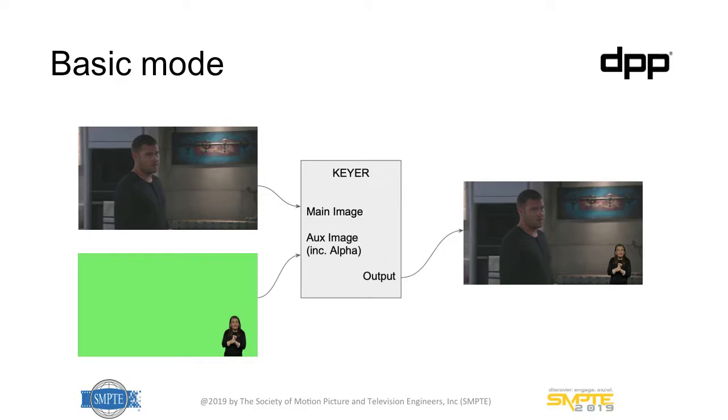And what it looks like is this. So we have a very, very simple keyer, which simply takes our main image sequence, our program, and our aux image sequence, our signer with an alpha channel, and composites them together to produce the output.